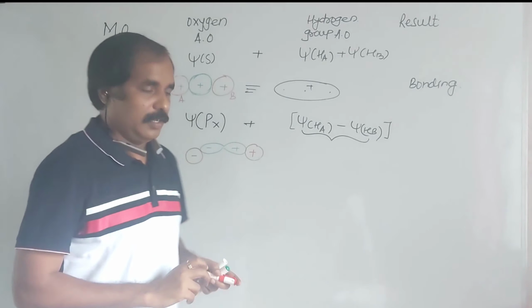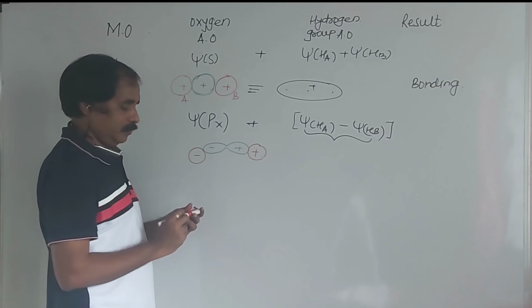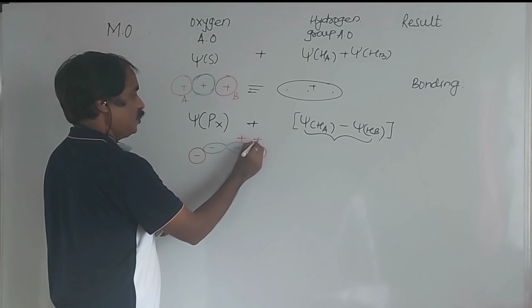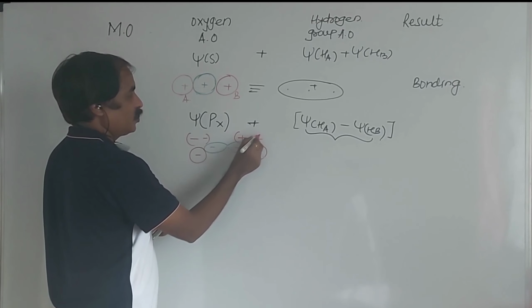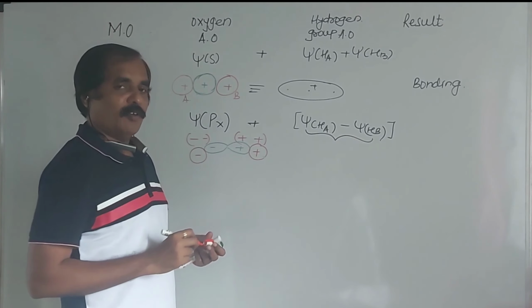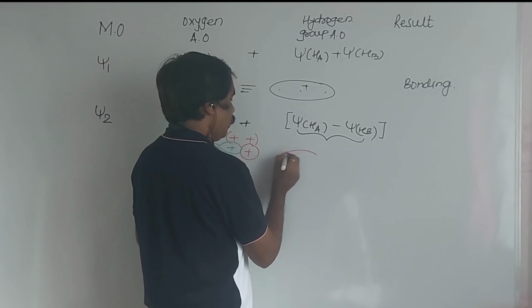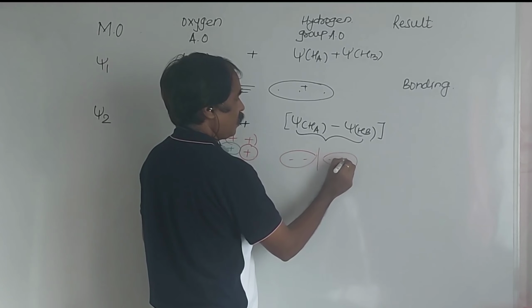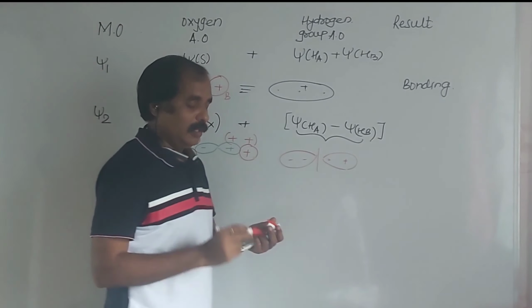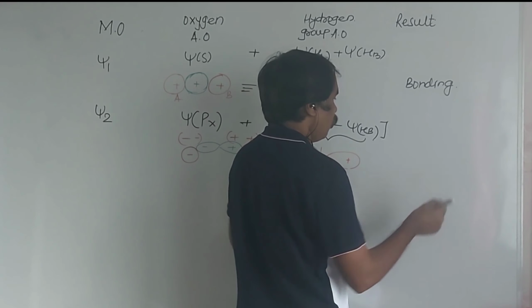So what is the result? Negative with negative is addition, positive with positive is addition. Isn't it? Here it is positive, positive, and here it is negative, negative addition. Here also addition, and here also a formation of a bonding molecular orbital, like this. So the result is a bonding molecular orbital.